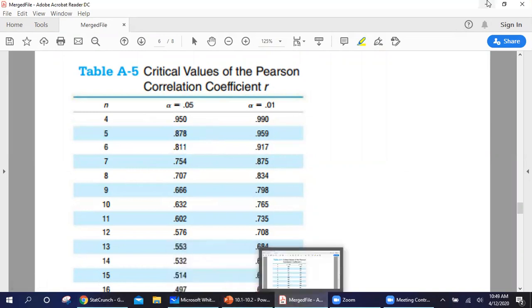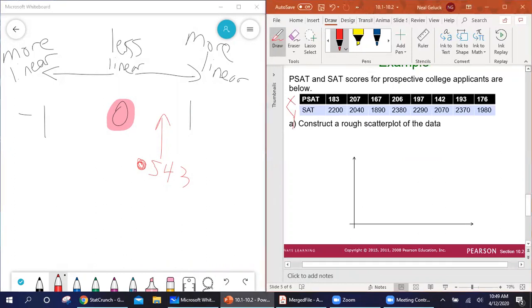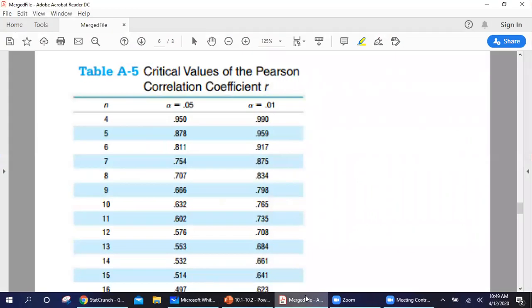So looking at my table, I'm using 0.05 for my significance level again. There were 8 data points on this problem. Going back here, 1, 2, 3, 4, 5, 6, 7, 8. So I'm going to N is 8. So on my table, N is 8. I'm going to 0.05 again. So the minimum value of R to say it's a line is 0.707.